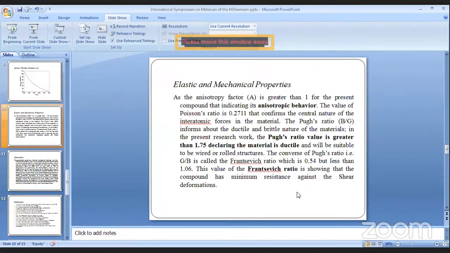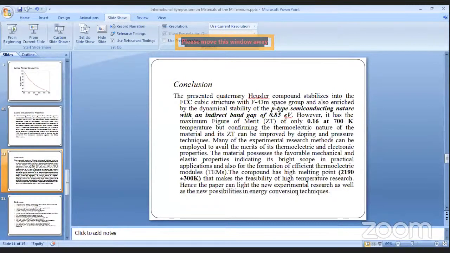We also calculate some of the elastic and mechanical properties. It is concluded that the material is of isotropic nature. It is of ductile nature and suitable for wired or rolled structures. And it is exceptionally suitable for thermoelectric applications. Finally, we conclude that the presented material is a P-type semiconductor with a band gap of 0.85.